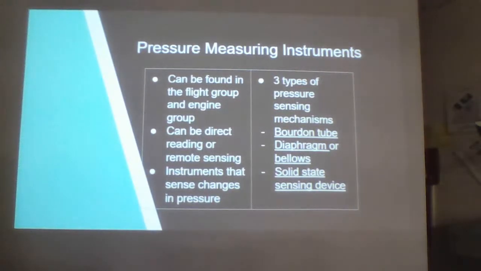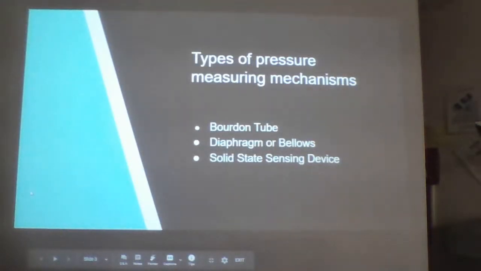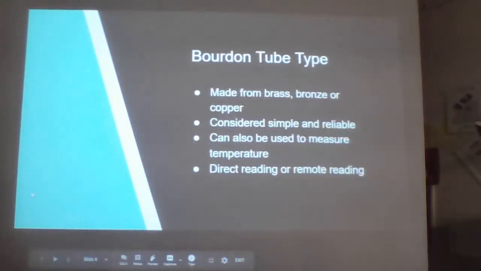We have three types of pressure sensing mechanisms that are used in these instruments. We have the Bourdon tube, a diaphragm or bellows, and solid state sensing devices. So types of pressure measuring mechanisms. These mechanisms are the Bourdon tube, diaphragm or bellows, and solid state sensing devices.